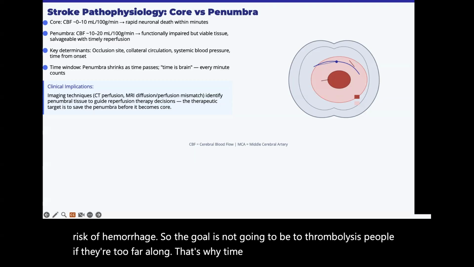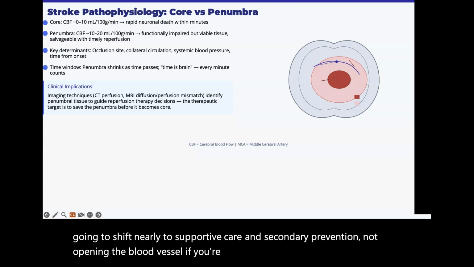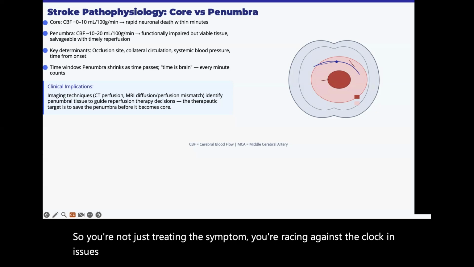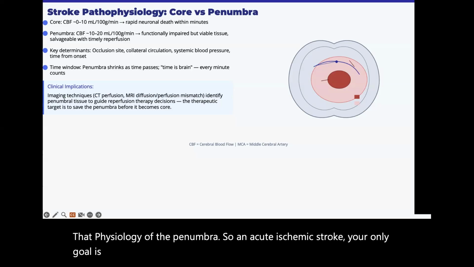So in this case, your job is going to shift merely to supportive care and secondary prevention, not opening the blood vessel, if you're too far along. So you're not just treating the symptom, you're racing against the clock in issues of ischemia of the brain. You're treating the physiology of the penumbra. So in acute ischemic stroke, your only goal is to rescue viable brain before it crosses that line and becomes core injury.